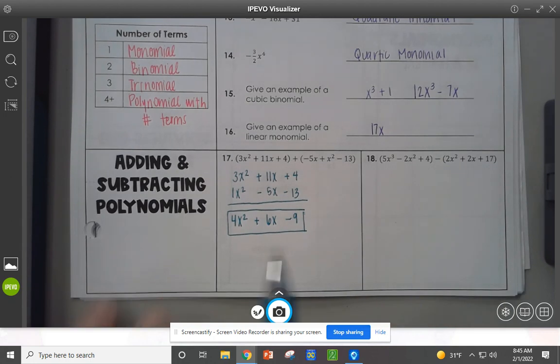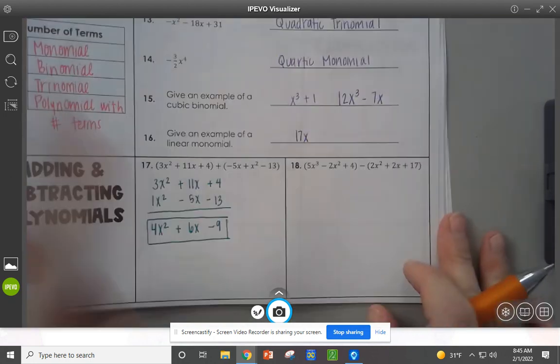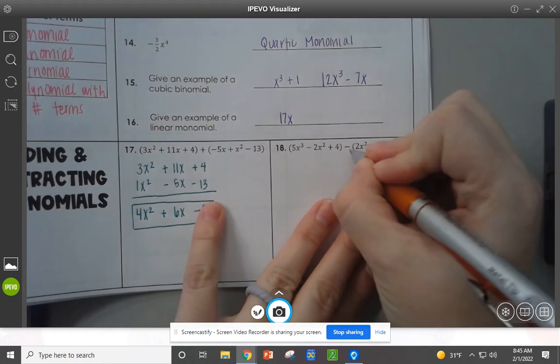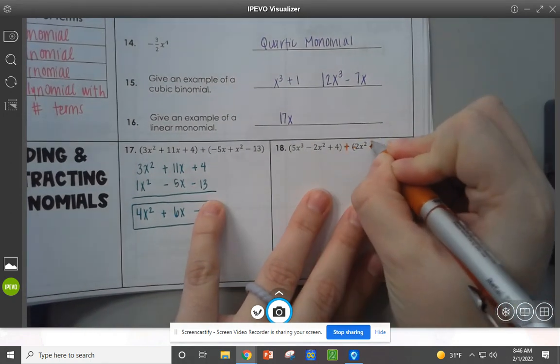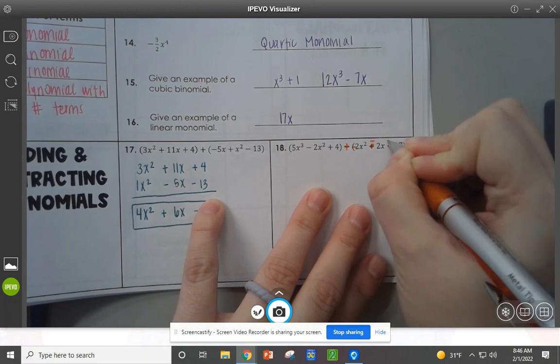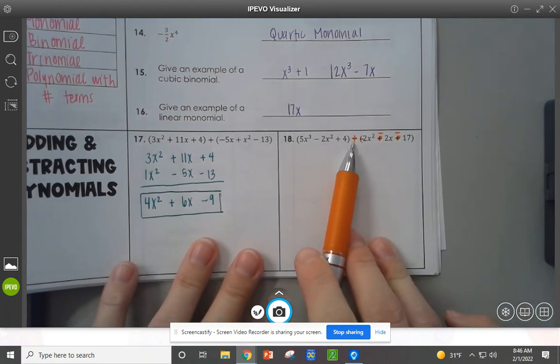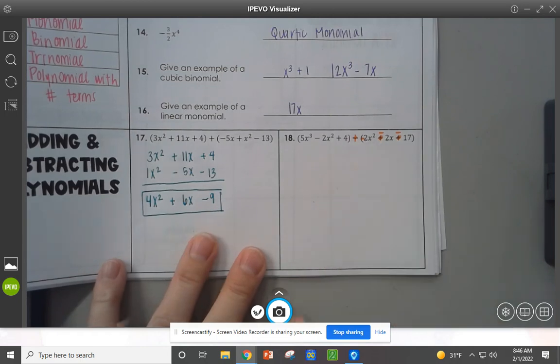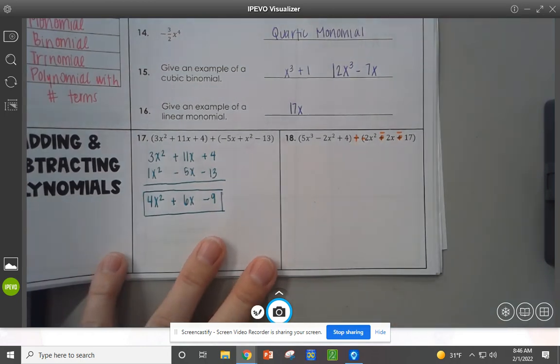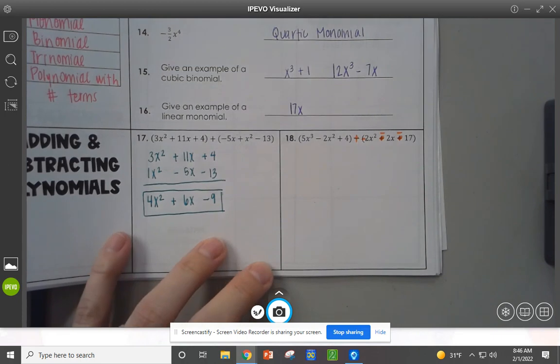When it is subtracting, you need to first distribute the negative. So basically, I'm going to turn this into a plus and then change all of these signs. So you start at the minus, change it to a plus, and then change all of the signs after that. And then it becomes a problem just like 17. Turns into addition.